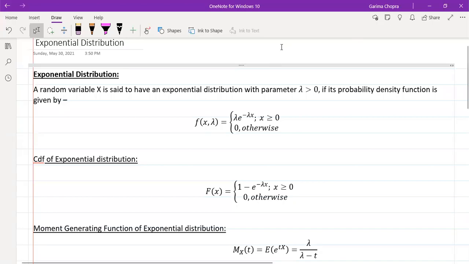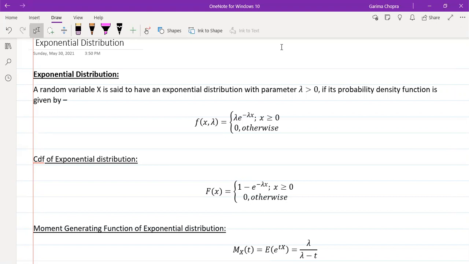Namaskar students. In this video, we will discuss the exponential distribution. The exponential distribution is a continuous probability distribution. Here we will be discussing its probability density function, its CDF (cumulative distribution function), and with the help of its moment generating function, we will be finding its mean and variance.